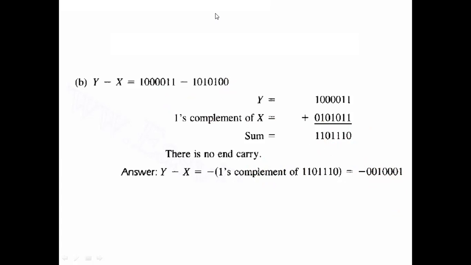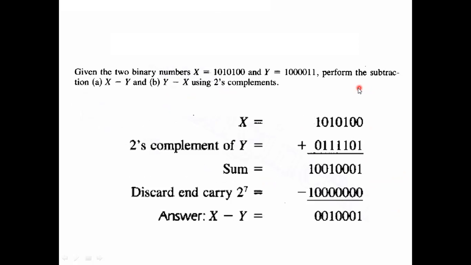Okay amma, in this way we are doing the subtraction by using ones complement. These 2's complement, 9's complement and 10's complement will be discussed in the next class. Okay ma.